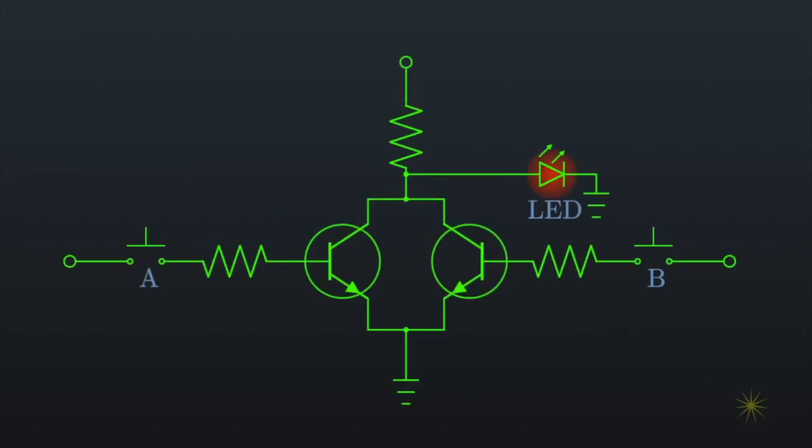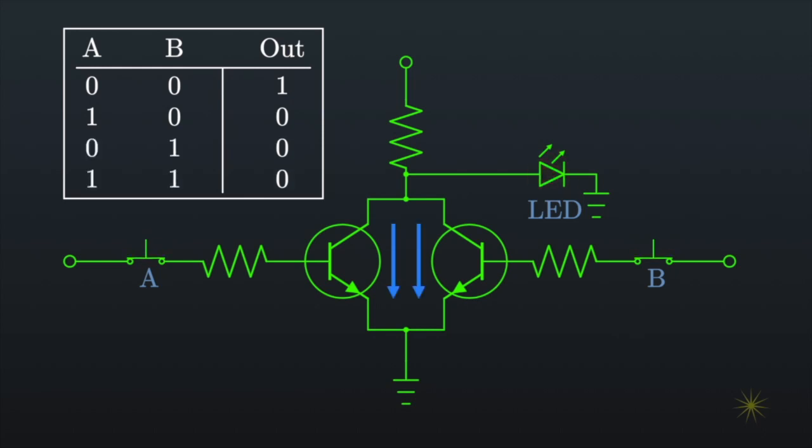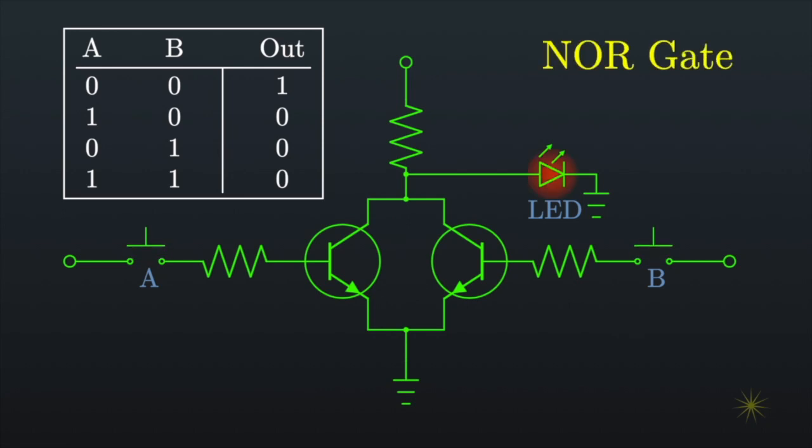Now consider what happens when we put our transistors in parallel. Notice what happens when we iterate through all the possible combinations. The output is on, or 1, unless either transistor is turned on. When that happens, the current drains through the transistor to ground, and the output turns off. This circuit is called a NOR circuit, short for not or. That's because our circuit is on unless either input A or input B are turned on.